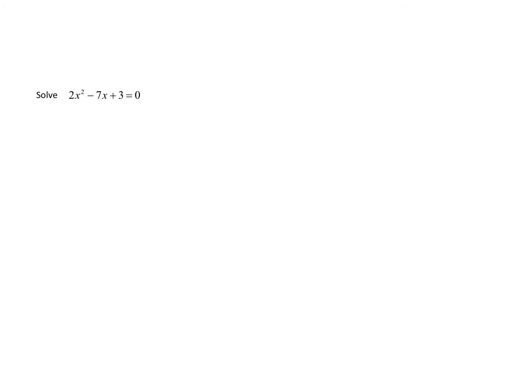Now the next two examples, I'm going to use the quadratic equation. For reference, it is negative b plus or minus the square root of b squared minus 4ac all over 2a. Now you have to have the equation equal to 0, so ax squared plus bx plus c equals 0. So we have a, b, and c.